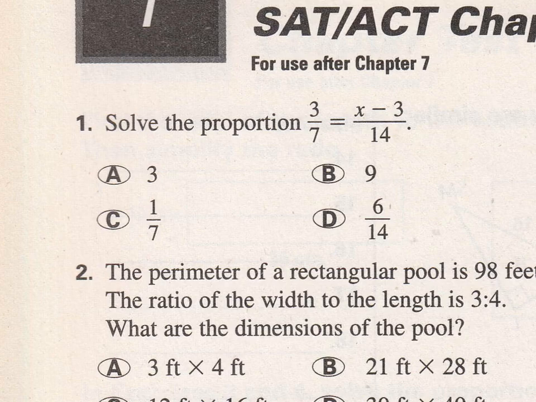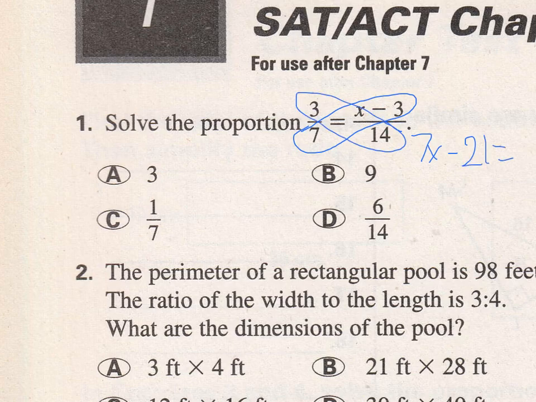Okay, gang, number 1 on chapter 7 here, they want you to solve this proportion. Remember, you want to cross multiply, so you're going to take 7 times the x and the negative 3. So for example, that would give me 7x minus 21 equals, then whatever you get when you take 14 times 3, put that over here on this side of the equal sign, and then solve for x.